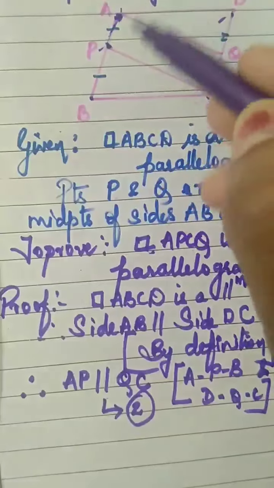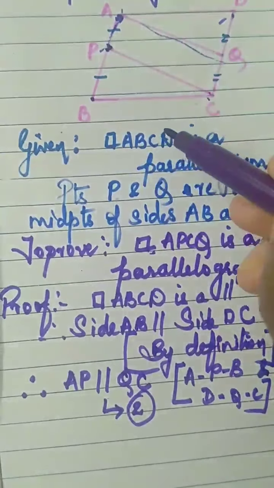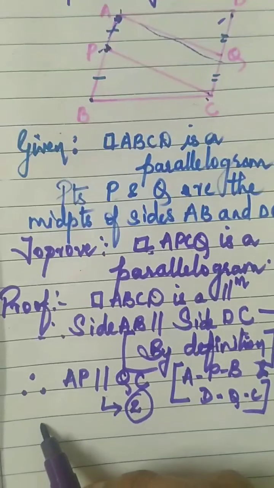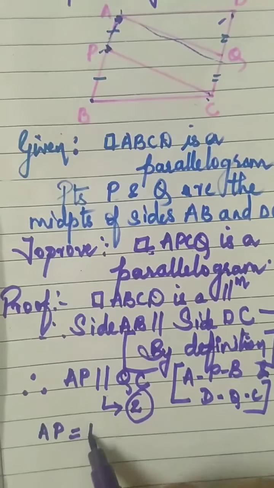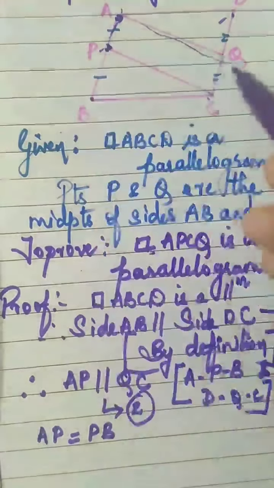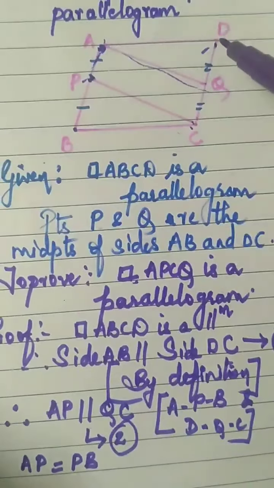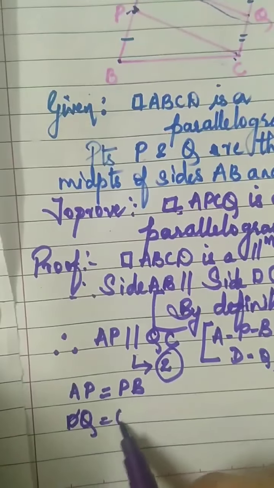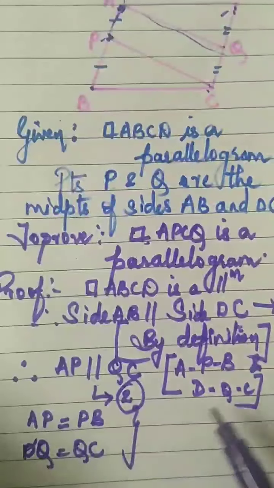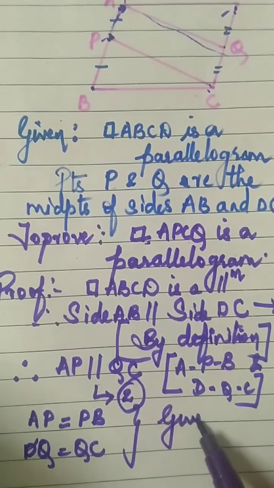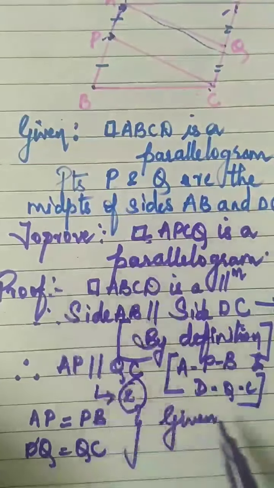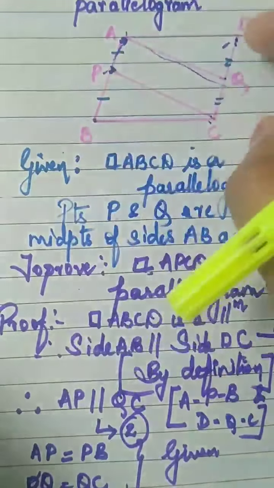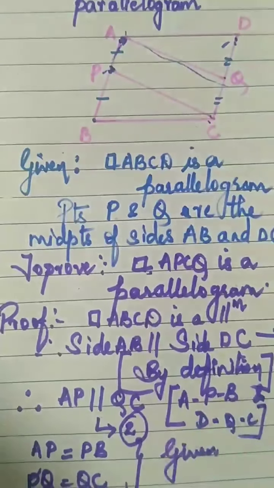So how we will do that? We have our technique. P is midpoint. Q is also midpoint. So if P is midpoint, how will we write? AP is equal to PB. For this side you will write DQ is equal to QC. Reason you will write given. Again, no need to write P and Q are midpoints. Okay, you will write given. So AP is equal to PB and DQ is equal to QC.